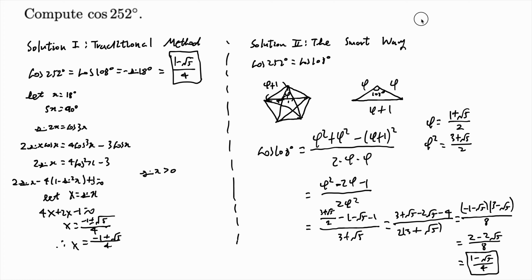But as always, we need to describe our tricks here. I think our trick is letting x equals 18 degrees here, so that we use this and then use the formula and then find it. Our trick here is thinking of the golden ratio and the law of cosines here. I think this was an interesting problem.